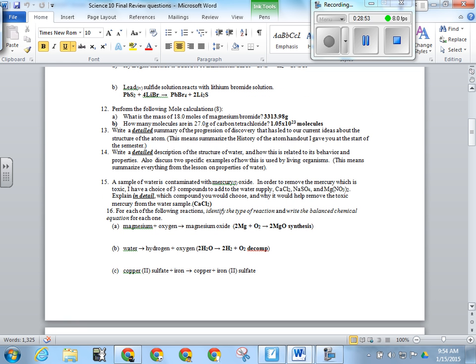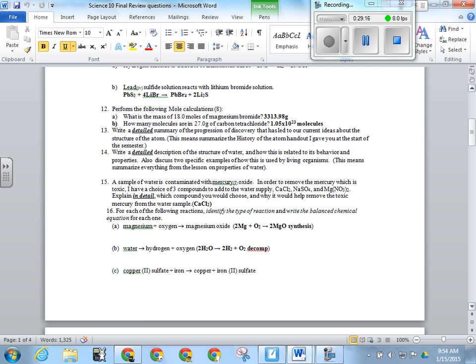The number 14 there about the structure of water. Obviously, that's the polar nature of water stuff, and that came up in 2 units, so not a bad idea there. 13, I think you could maybe cross off the detailed summary part. Maybe just a summary, like Dalton, Rutherford, Bohr, or something a little less than that. We don't need a detailed summary. You have that in your notes.